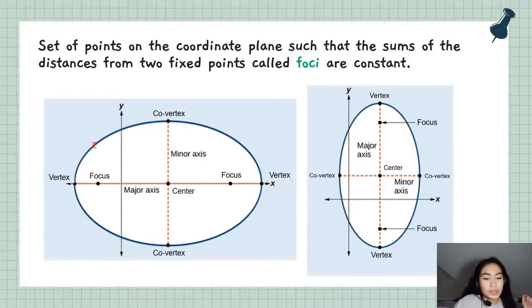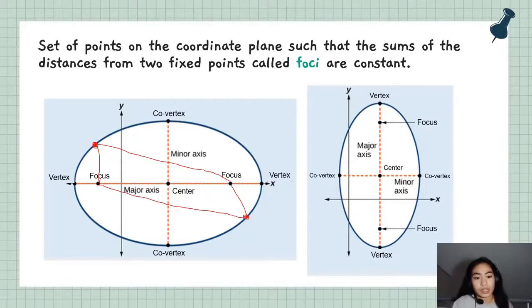So the idea of an ellipse here is, for example, we have point A here and point B here, and if you connect each of them to the foci, their distances, when you add them, will always be the same. They will always be constant.